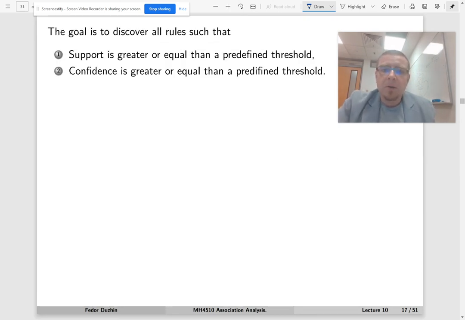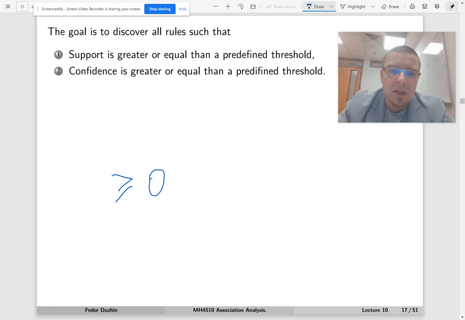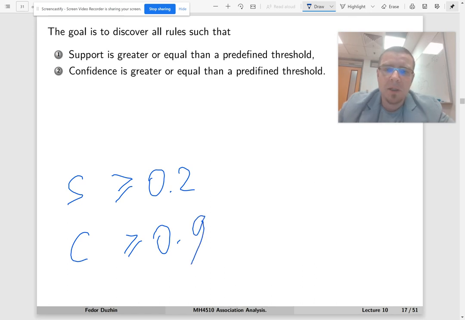The goal of association rule analysis, or association rule mining, is to discover all rules such that the support is greater or equal than a predefined threshold, and the confidence is greater or equal than a predefined threshold. For example, we can say that we are going to look for all rules whose support is at least 0.2 and whose confidence is at least 0.9.